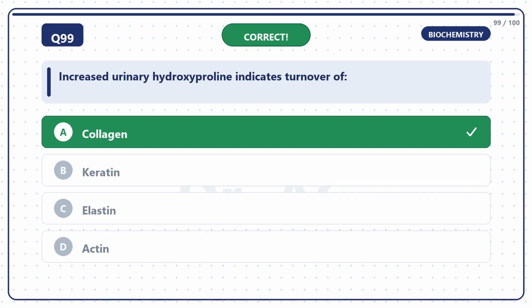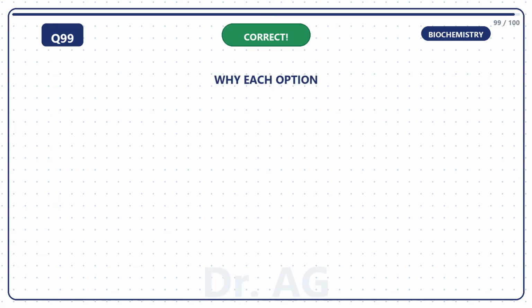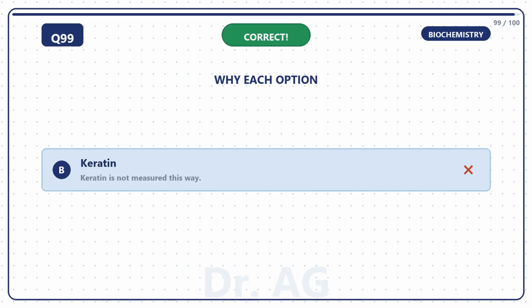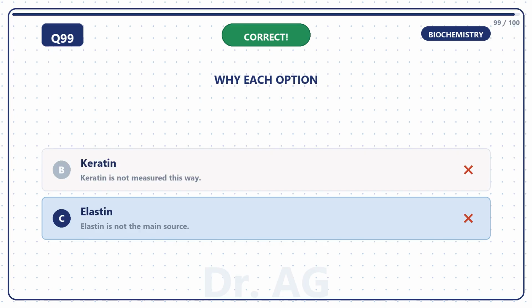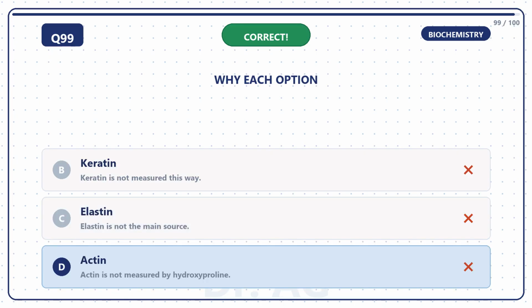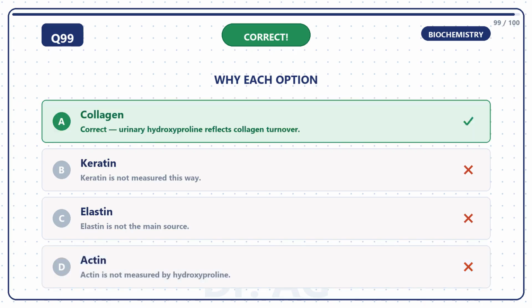The correct answer is option A. Collagen. Let's go through the options. Keratin. Keratin is not measured this way. Elastin. Elastin is not the main source. Actin. Actin is not measured by hydroxyproline. And the correct answer is collagen. Correct, urinary hydroxyproline reflects collagen turnover. So, the right answer is option A.